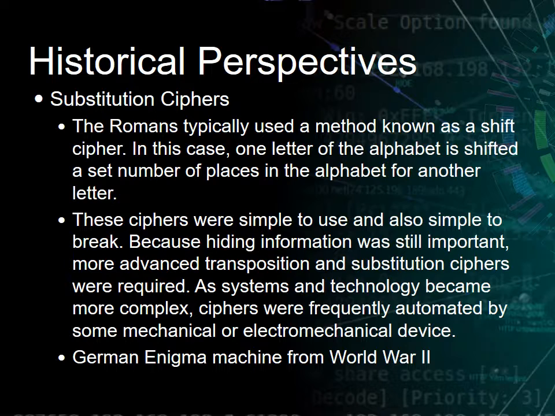And these ciphers are simple to use, and they're also simple to break, and because hiding information was still important, more advanced transposition and substitution ciphers were required. As systems and technology became more complex, ciphers were frequently automated by some mechanical or electromechanical device. So that's the decoder ring I was talking about. And the other thing is, a good study is the German Enigma machine from World War II. And you'll see that in a video today or this week in the class.